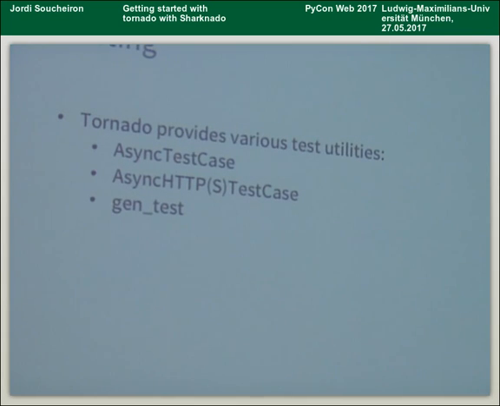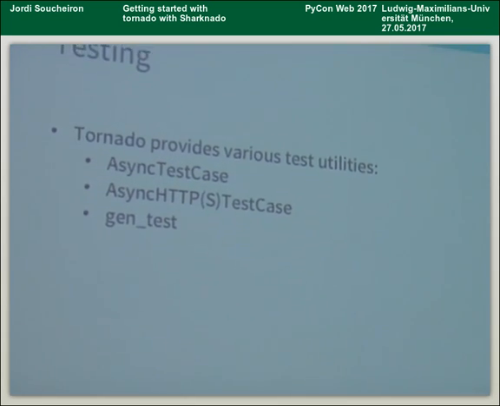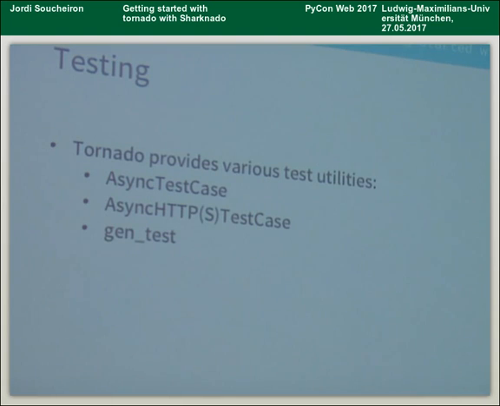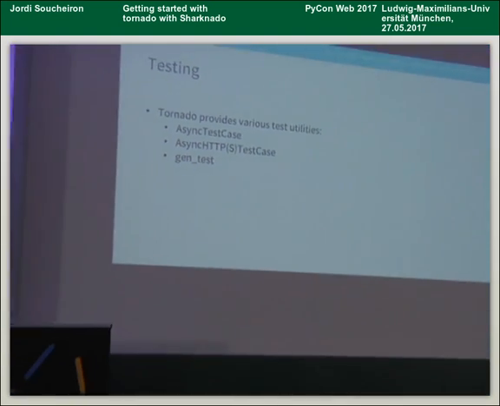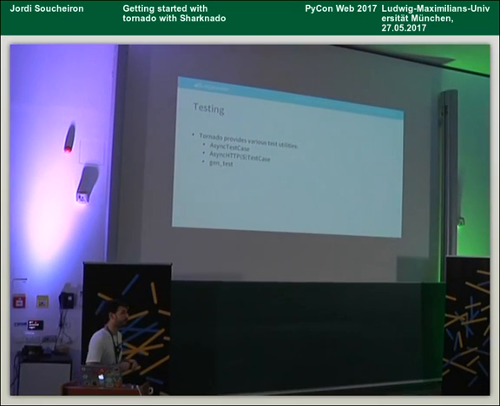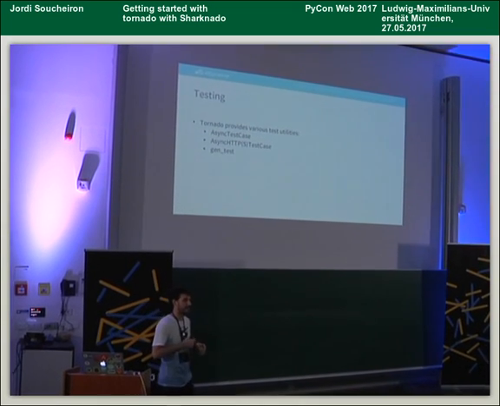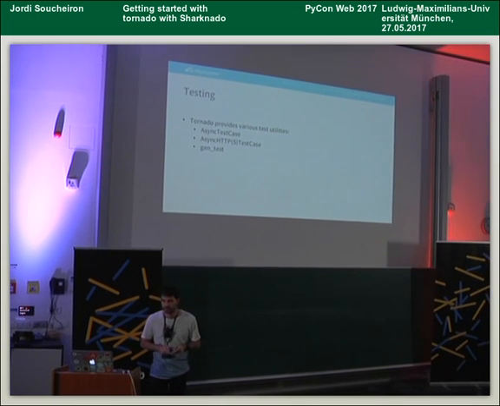So Tornado offers a lot of testing utils. These testing utils are very useful to be able to know that our code is doing what we expect it to. The first one is AsyncTestCase. This will generate an IO loop for us, so we can test asynchronous classes that we have in our code.